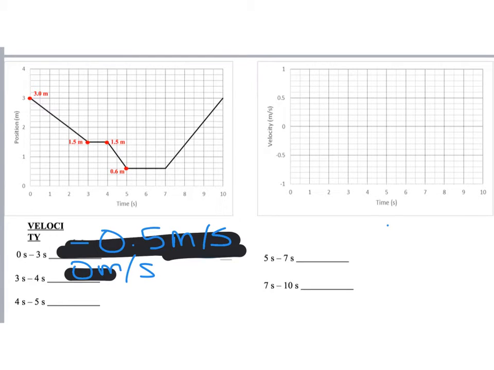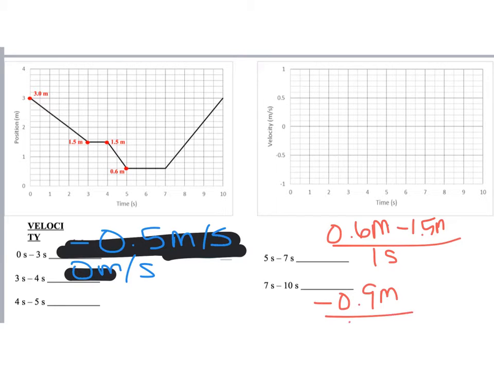So we go 0.6 meters minus 1.5 meters. In this case, we're only taking 1 second, so divided by 1 second. 0.6 minus 1.5 gives us negative 0.9 meters divided by 1 second gives us a velocity of negative 0.9 meters per second.